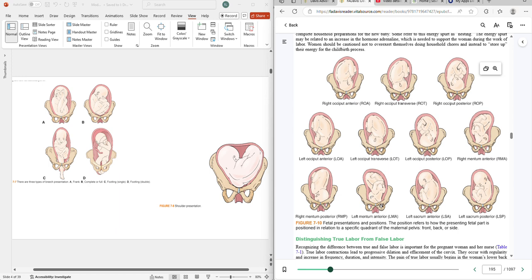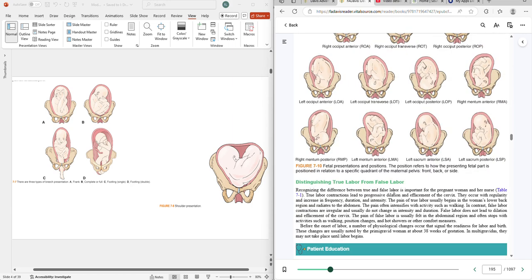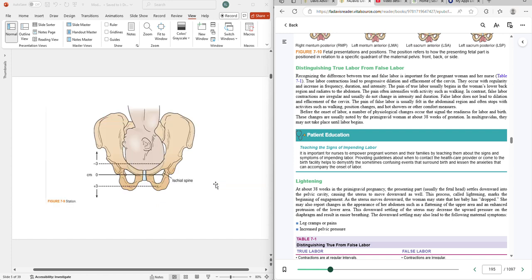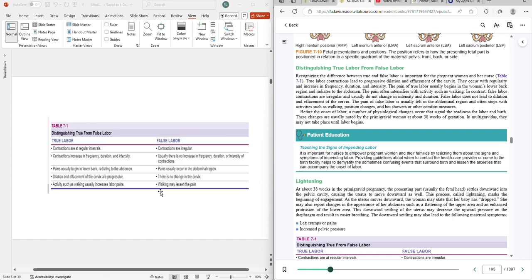Left mentum anterior, so this chin is to the mom's left. Remember, like we're standing right in front of her, and this is her left side. The mentum is the chin, and then it's the anterior part of the mom, so the front. We'll talk about this more in class. And there's the picture of the station again.